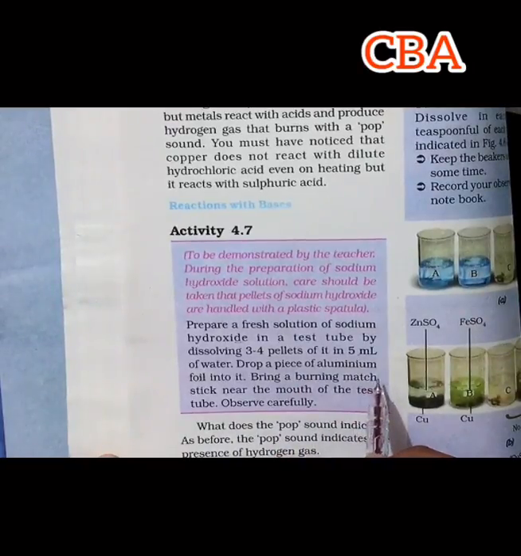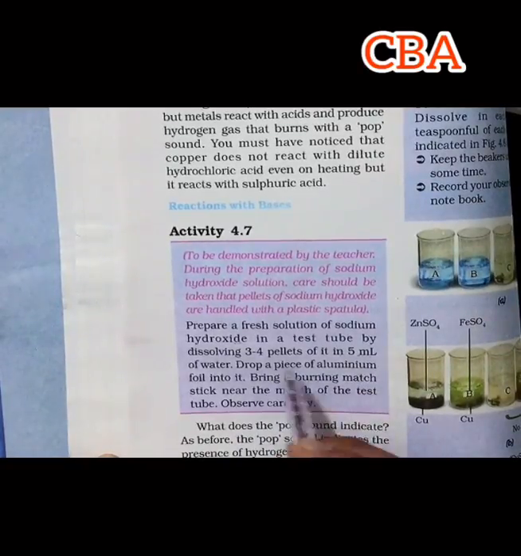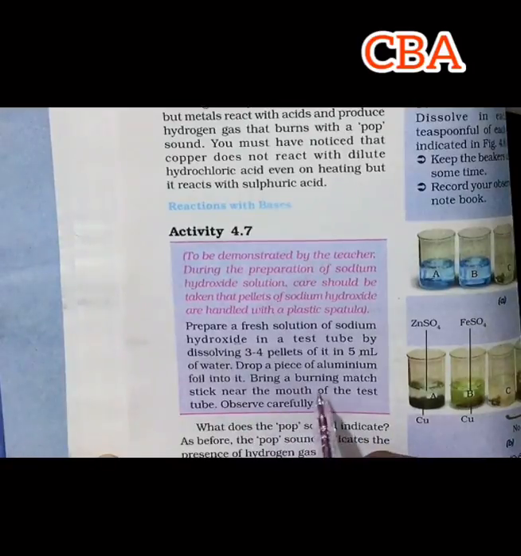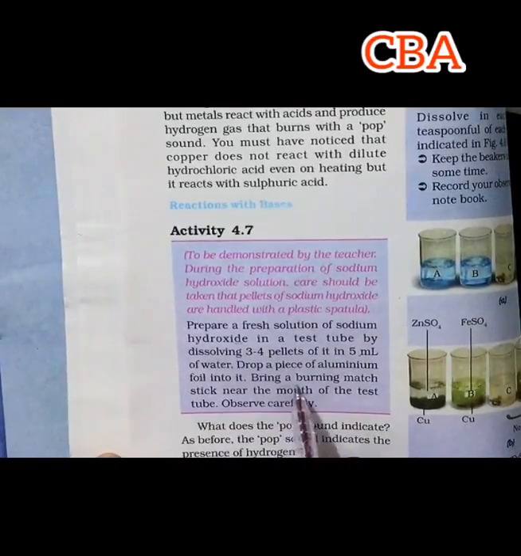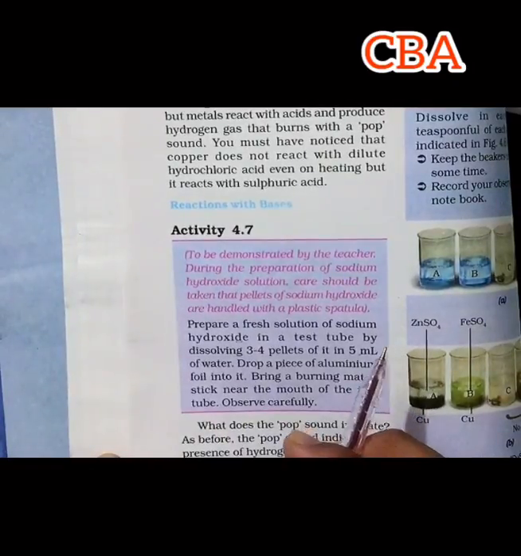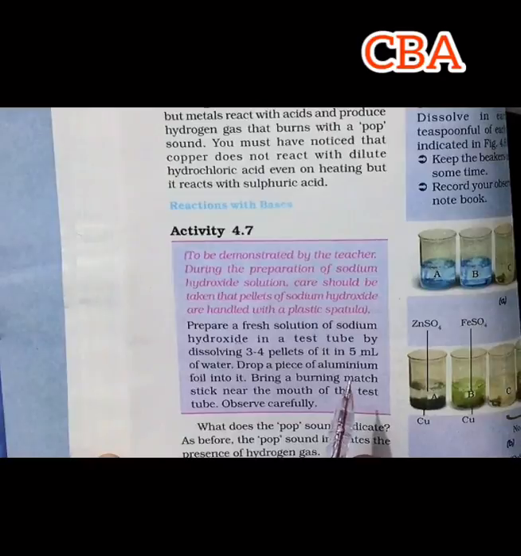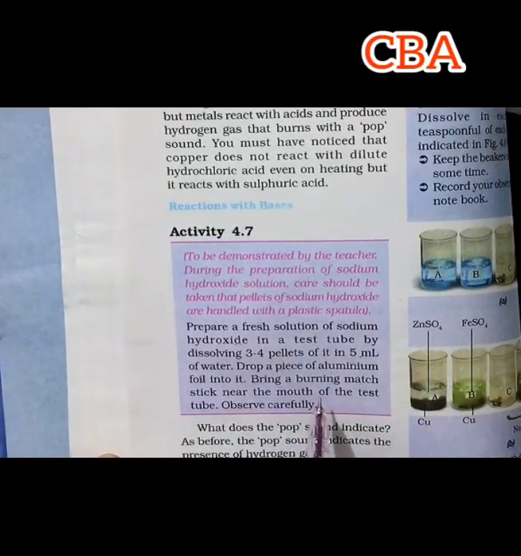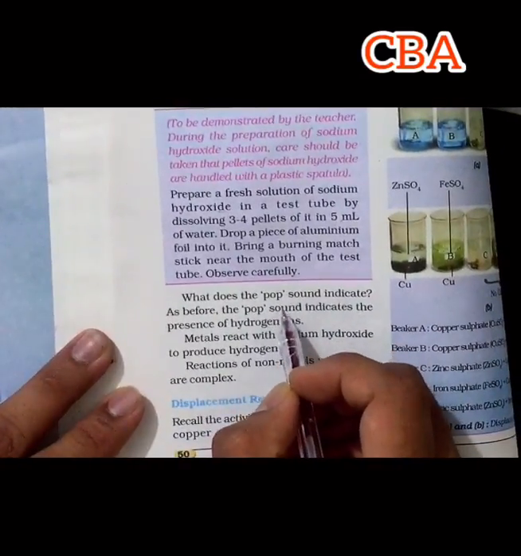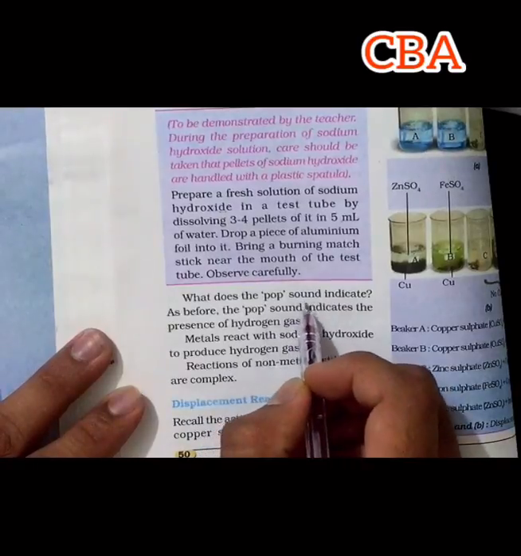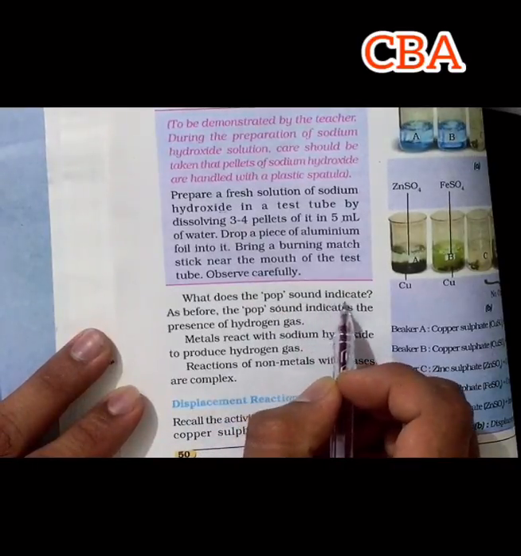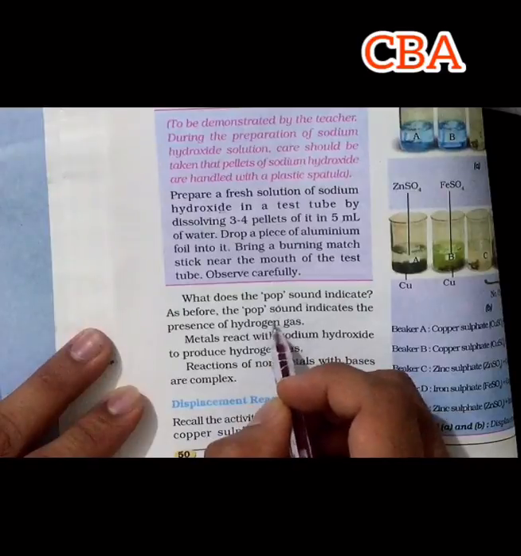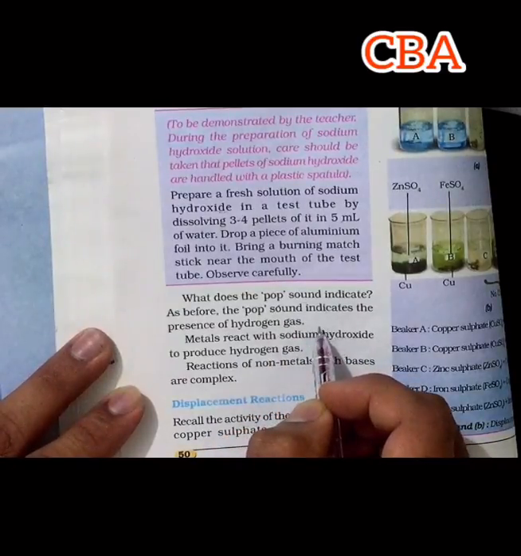Sodium aluminate. Now for testing hydrogen gas, there is a basic test: bring a burning matchstick near the mouth of the test tube. We will take a matchstick and burn it and keep it near the test tube. What we'll observe is a pop sound. The production of a pop sound indicates that hydrogen gas is being released. So this is a test to check whether hydrogen gas is being released or not.